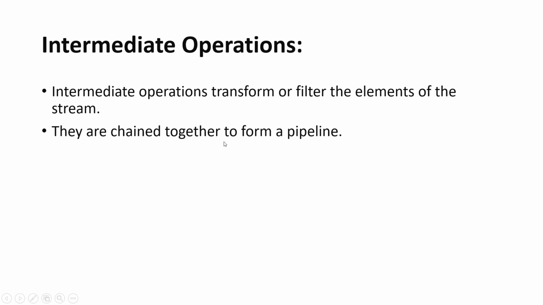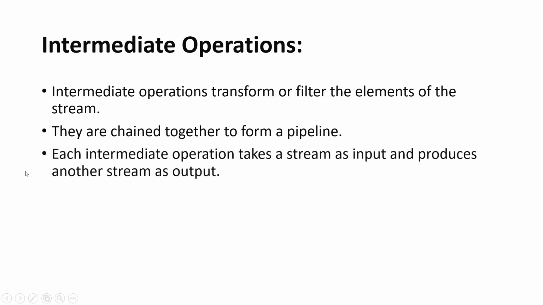That means in the pipeline, in the first step, the stream can be transformed or filtered. Let's say I have a stream of natural numbers. From the natural numbers I can filter for even numbers. After finding the even numbers, I can do some other operations. Continuously we can chain the operations. That is nothing but a pipeline. Each intermediate operation takes a stream as input and produces another stream as output.